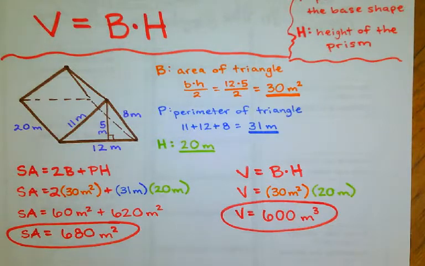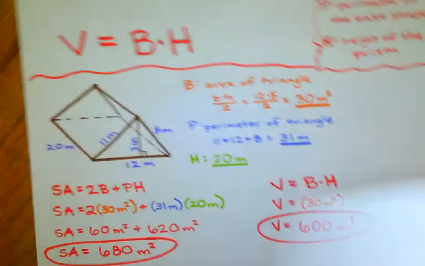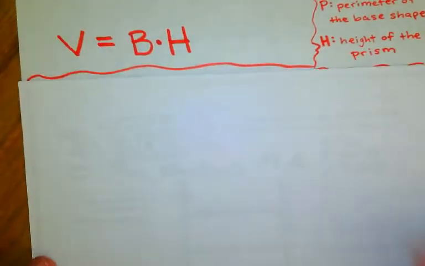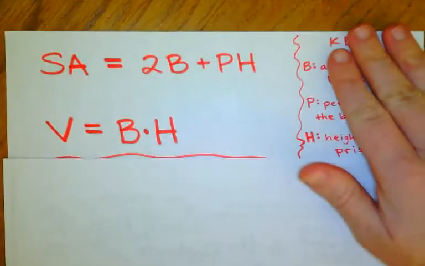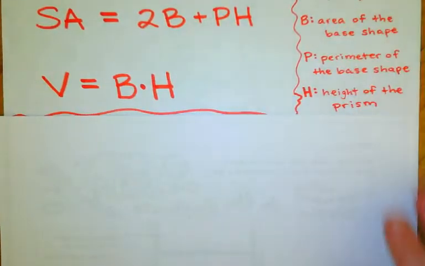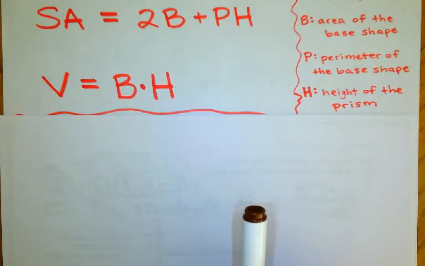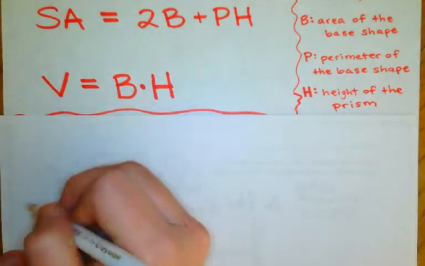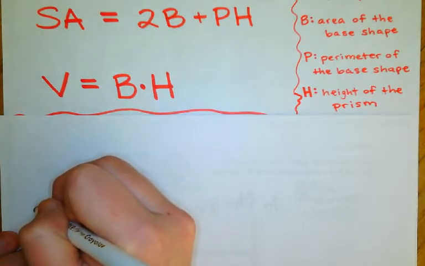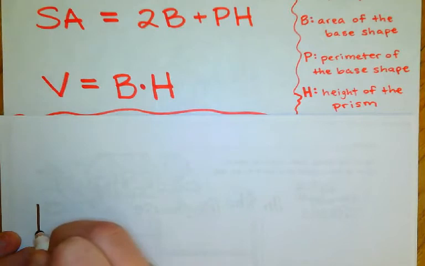All right, so that is our example for how to find surface area and volume of a triangular prism. Now let's take a look at a rectangular prism and then a cylinder. All right, I'll leave this up here so that we can still see it as our key. And our next example, we're going to do a rectangular prism.